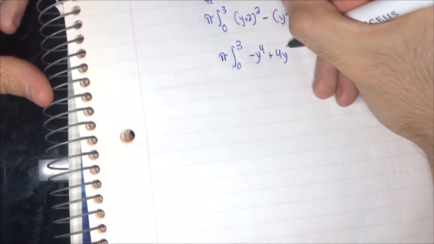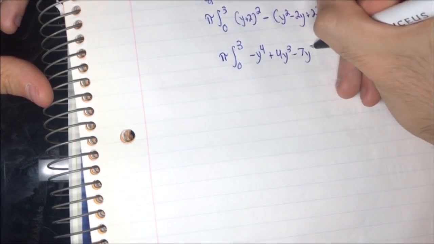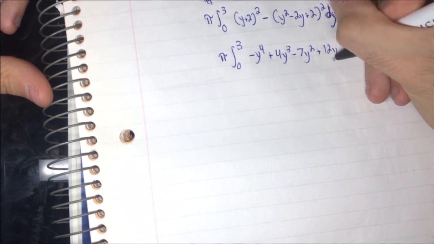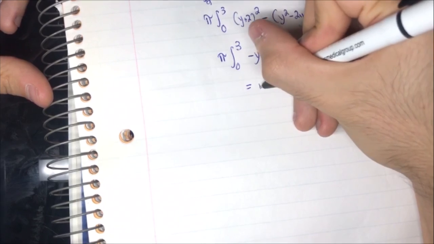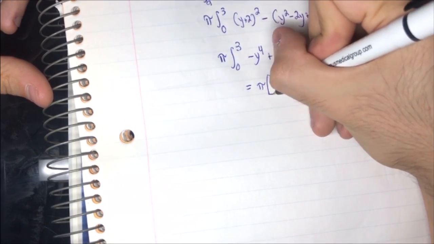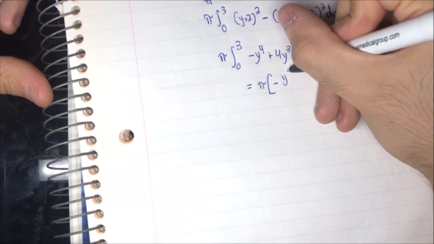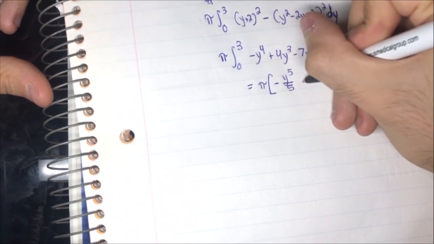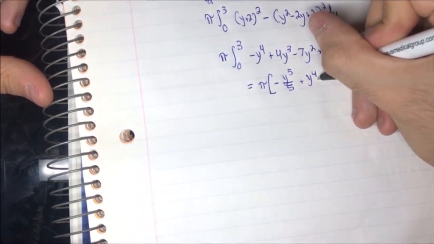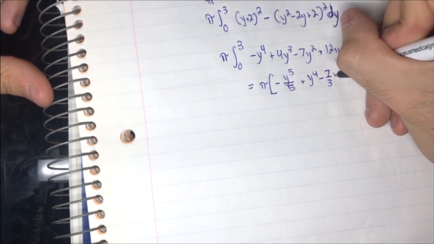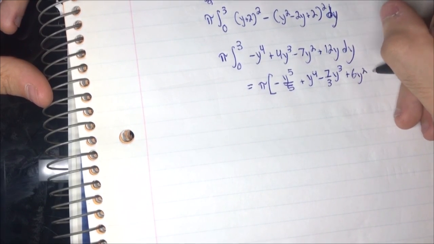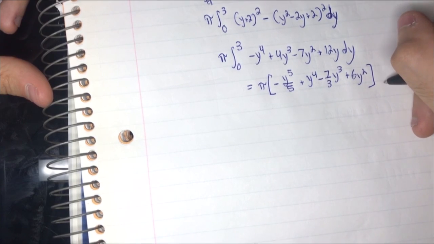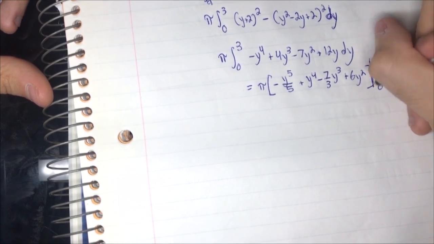Negative plus 4y cubed minus 7. So this is what you're supposed to get. And then this is what you get when you get the antiderivative. It's y to the 5th over 5 plus y to the 4th minus 7 over 3 y cubed plus 6y squared from 0 to 3. Cool.